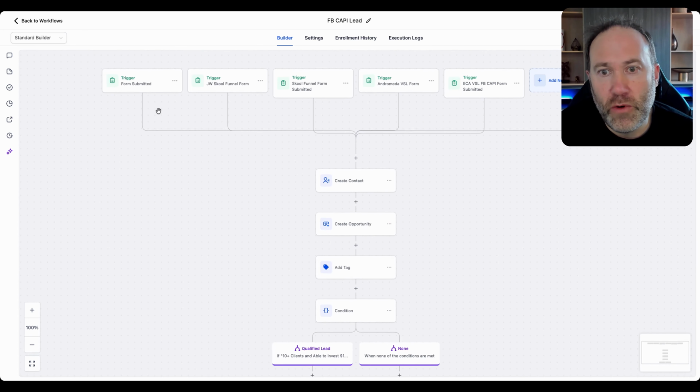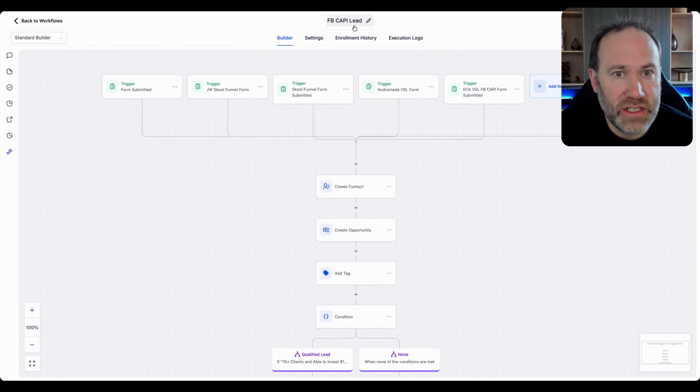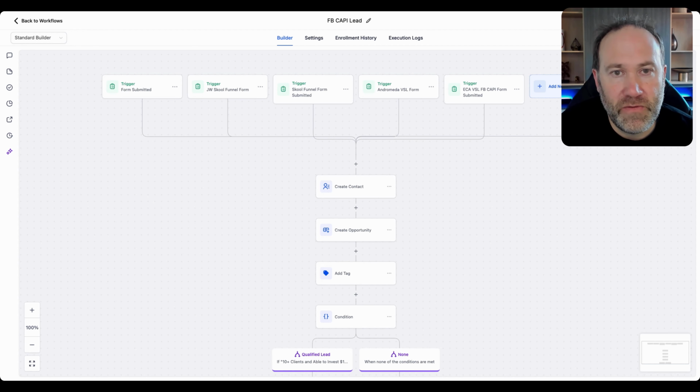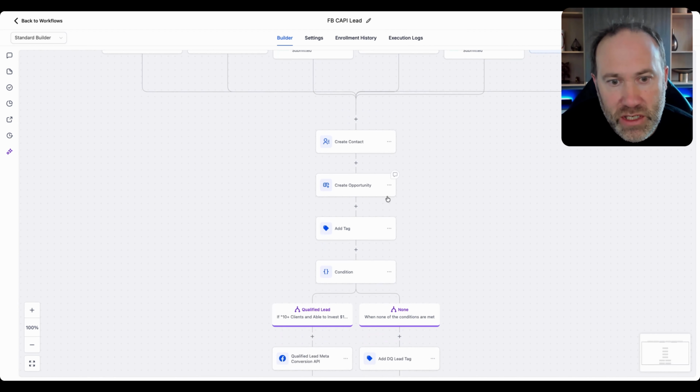So you've got all the forms that you might have where people opt in. This is just our automation for leads. We have a similar one for schedules, for purchases, for complete registrations, all of the core events that fire depending on the actions that people take. So when they fill in the form, they go through the standard common workflow about creating the contact, updating the opportunity, adding the relevant tags.